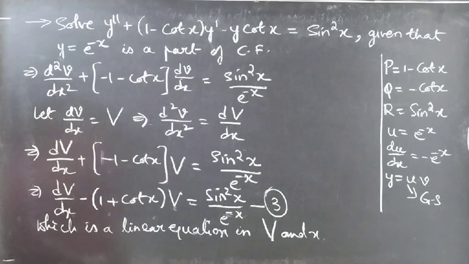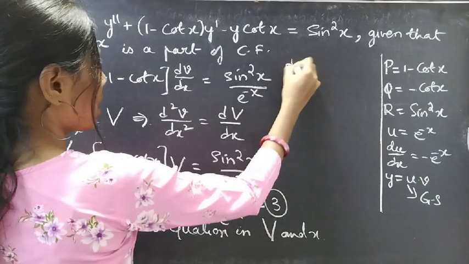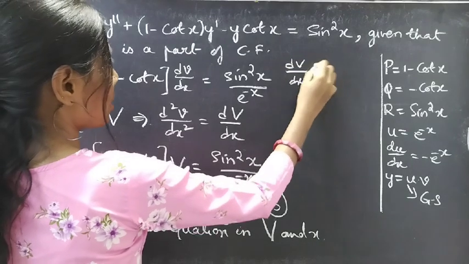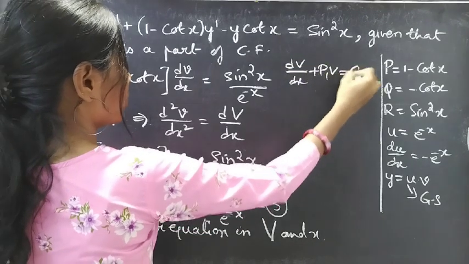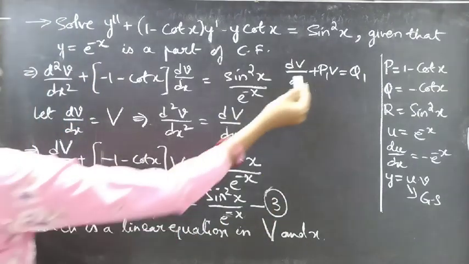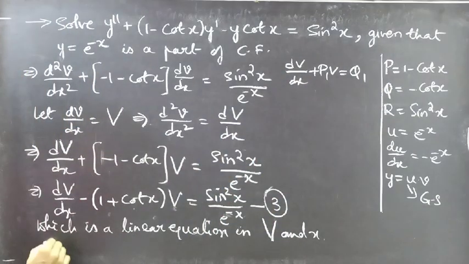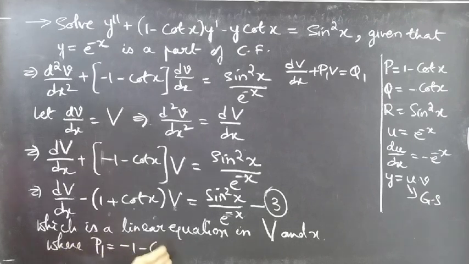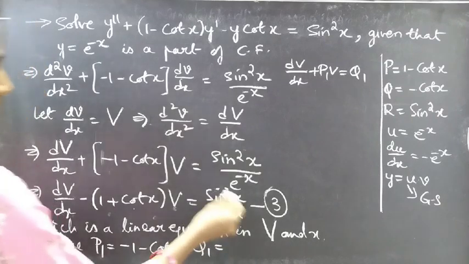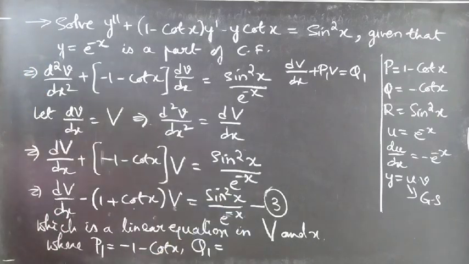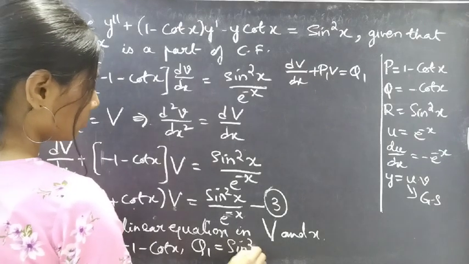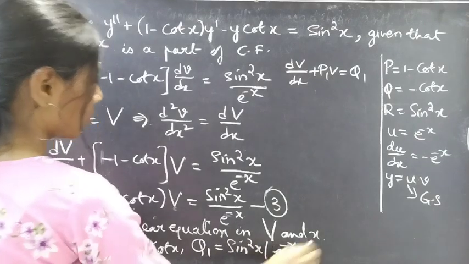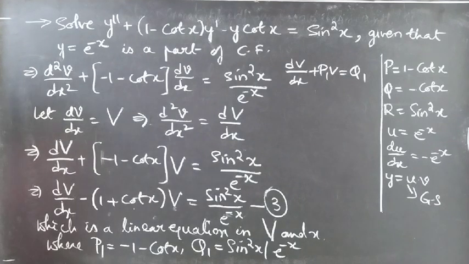Now compare this linear equation with the general form of linear equation in V and x, say dV/dx plus P1 V equal to Q1. Now by comparing these two, we'll get P1 and Q1, right? Where P1 equal to minus 1 minus cot x and Q1 equal to sin square x by e power minus x, right?